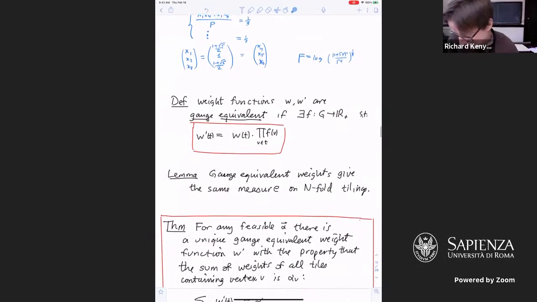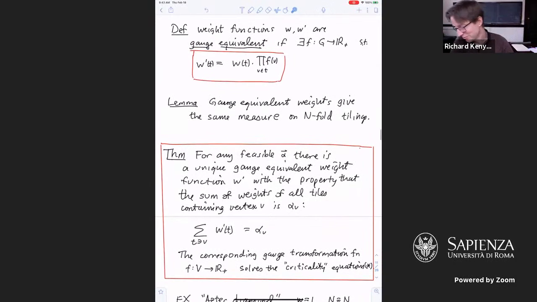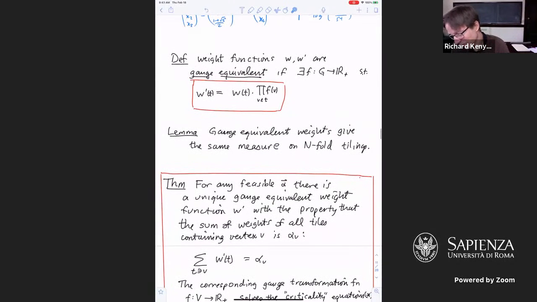But here's the interesting part. Let me just state this theorem, and then we can pause for a bit. Let me give you the definition first. Suppose I have two different weight functions, W and W prime. Remember, I have weights on my tiles, and the weights determine the measure. Sometimes different weights determine the same measure. And in fact, there's a simple criterion for when two weights determine the same measure.